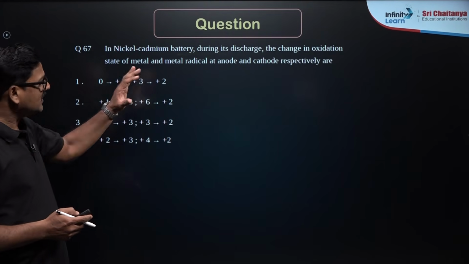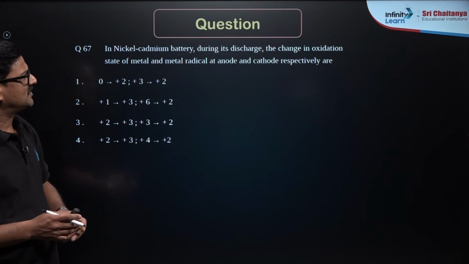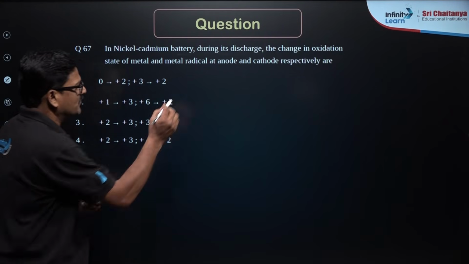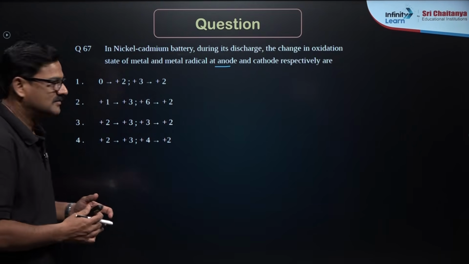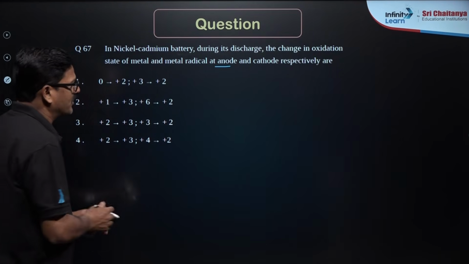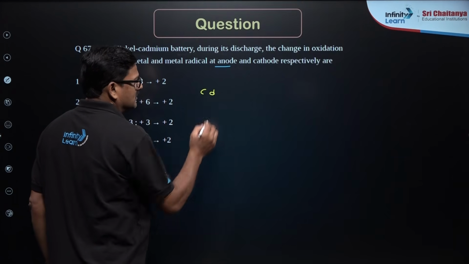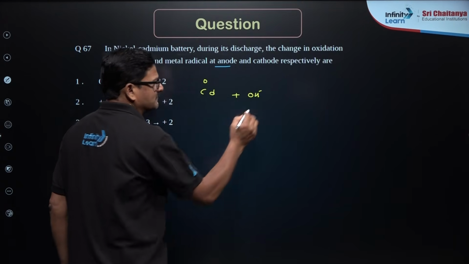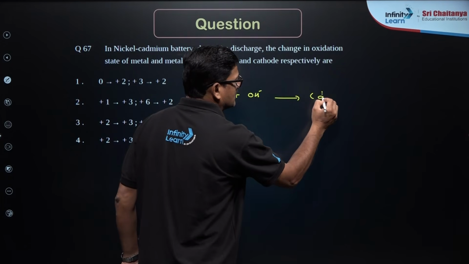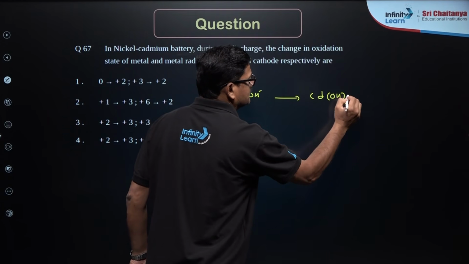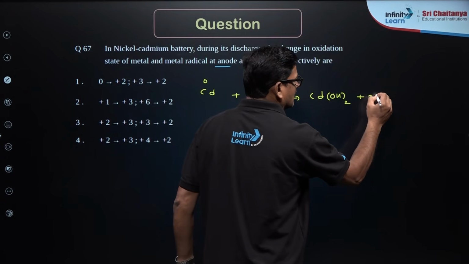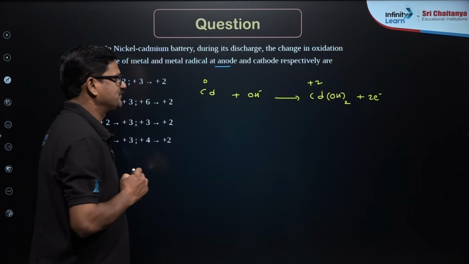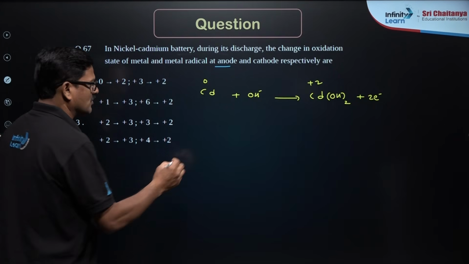Students, in the nickel cadmium battery, during the discharge, what is the change in oxidation state of the metal at anode and cathode? First let us see what is happening at the anode. At the anode, cadmium in 0 oxidation state, in the presence of hydroxide in the basic medium, is going to give cadmium hydroxide, and 2 electrons are lost. So it goes from 0 oxidation state to plus 2 oxidation state.